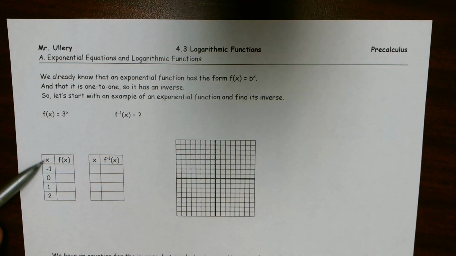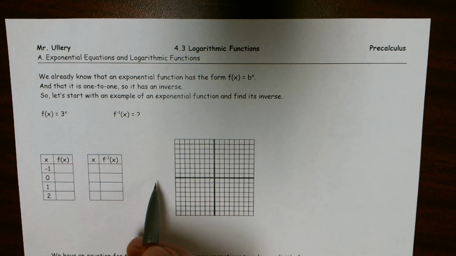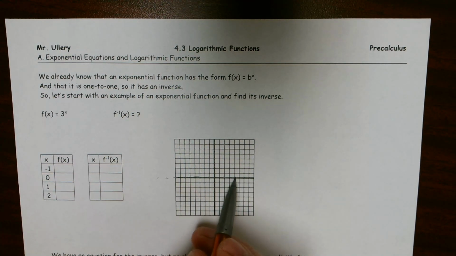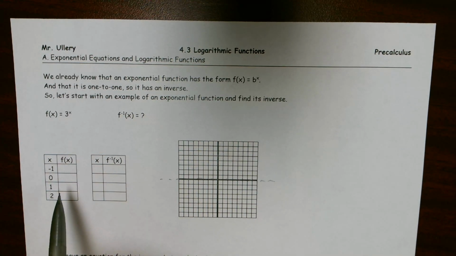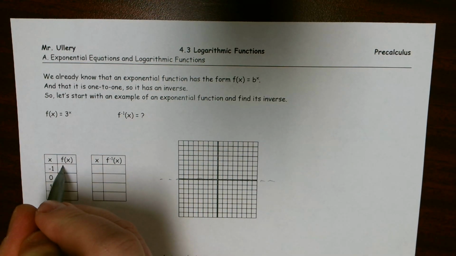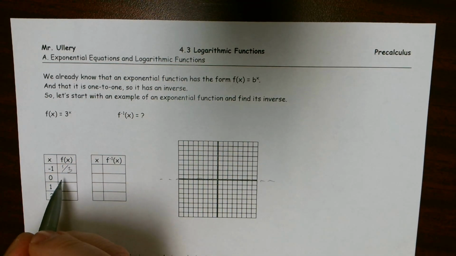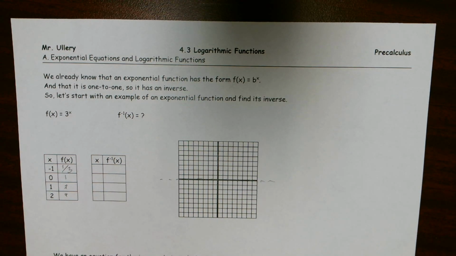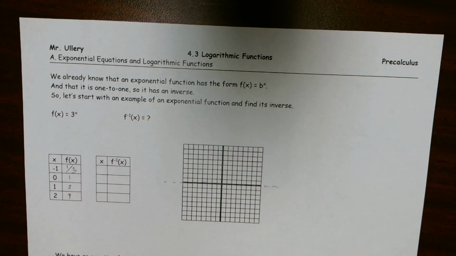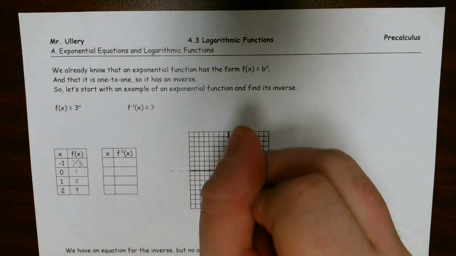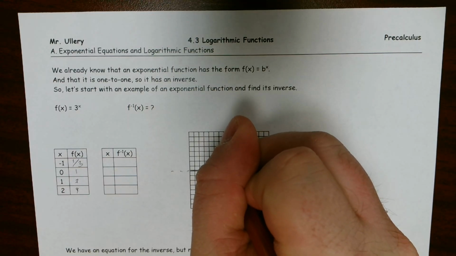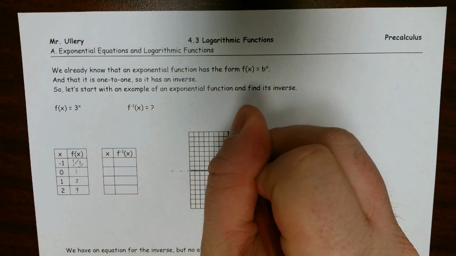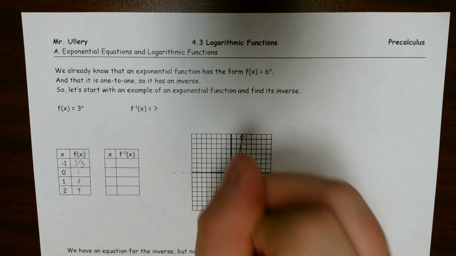Okay, so if we just simply want to graph this, we know that we're going to have a horizontal asymptote at y equals 0, and then we're going to have a table of points. Okay, so 3 to the negative 1 is 1/3. Anything to the 0th power is 1, 3 to the first power is 3, and 3 squared is 9. Okay, so if we go to graph that, it should look very familiar. A little bit like this, and so on.